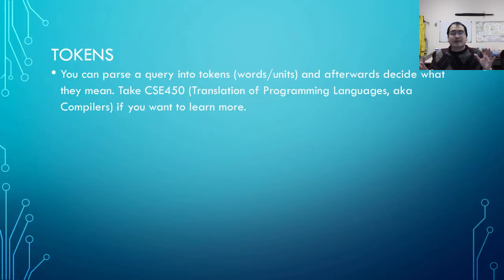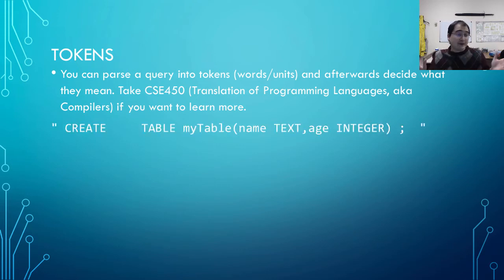The exact process for how you go about breaking apart a given input into tokens, we could have a whole class on that. In fact, there is a class, my Translation of Programming Languages or Compilers course, that talks a lot about how to tokenize input. But for this class, we can get by with a pretty simple way to do that. So let's examine an example SQL statement. What we have here is a perfectly legal SQL statement that has white space all around the place, but it's still quite clear what this is supposed to do. It's supposed to create a table named myTable that has a name column and an age column.